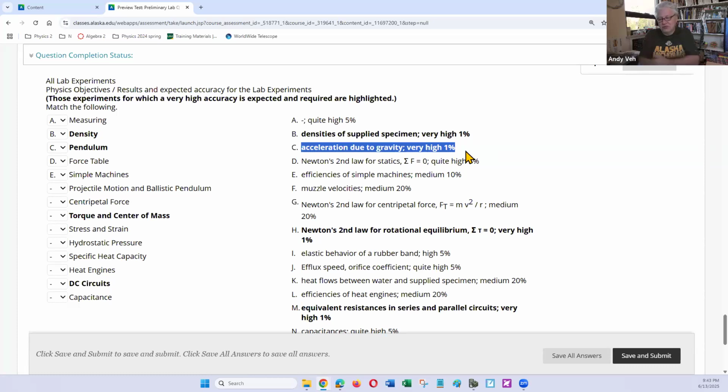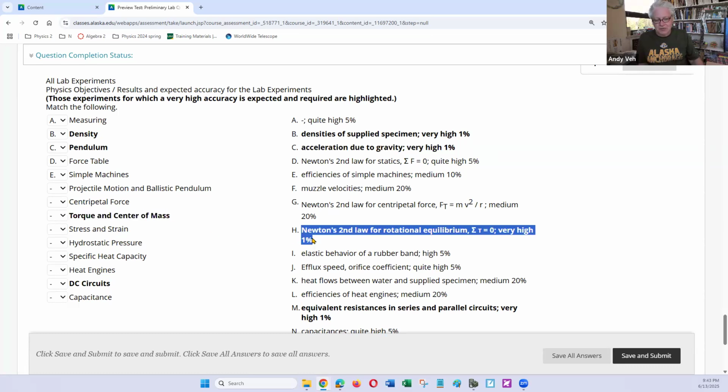You ought to come out with something really close to 982 centimeters per second squared. If you come up with 1020, that's too far off. You ought to be between 975 and 990. Torque and center of mass is also very accurate because all you really use is the electronic scale and a ruler, and you ought to come up with the correct center of mass for this one.